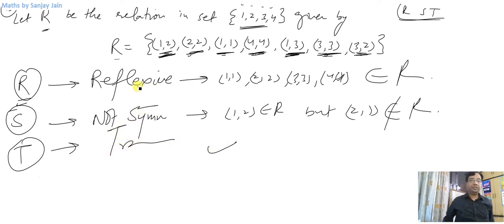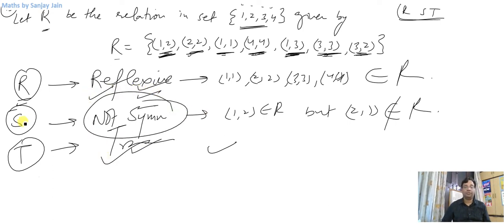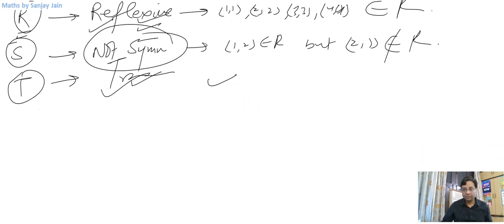Okay, so it is reflexive and transitive, but not symmetric. Now you need to choose the option accordingly, that it is reflexive and transitive but not symmetric. Okay. There is one more question that I would like to solve. After that, this exercise will be over. So give me a moment to write that question.